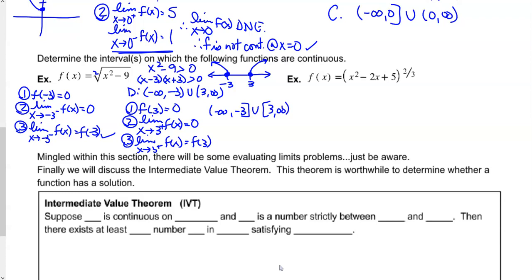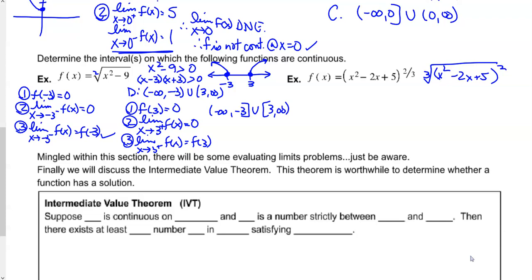Now, let's look at f of x equaling x squared minus 2x plus 5 to the 2/3 power. Now, in disguise, this is a radical function of the cube root of x squared minus 2x plus 5, all of that squared. Okay? Now, the x squared minus 2x plus 5 is a polynomial that is continuous everywhere, but now it's under that cube root function.